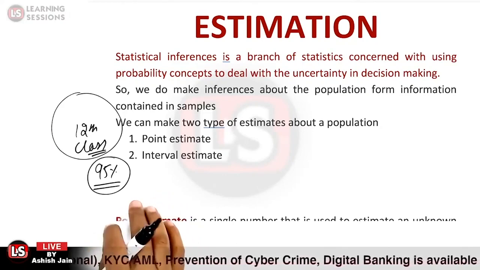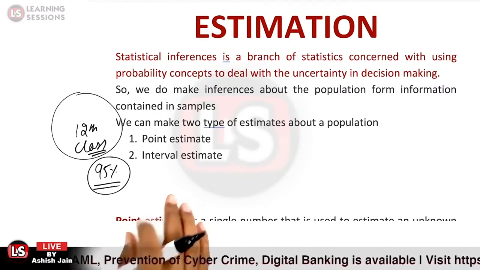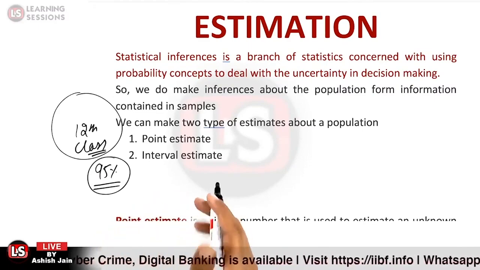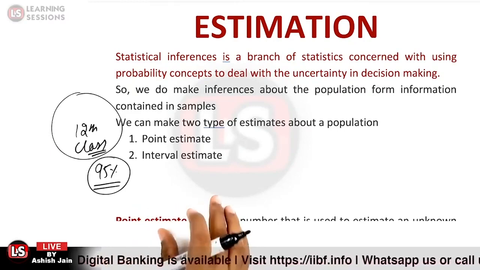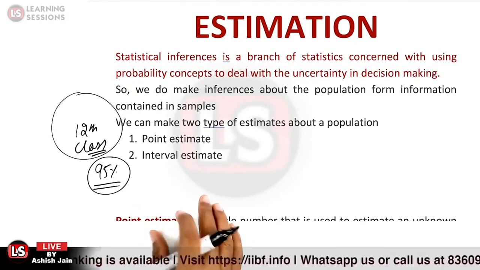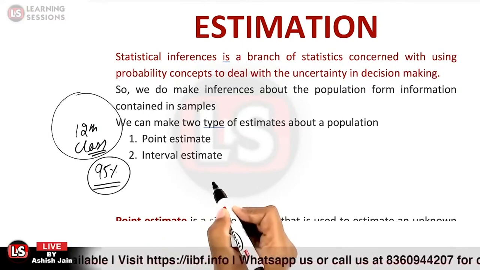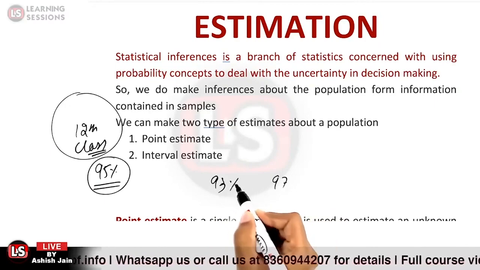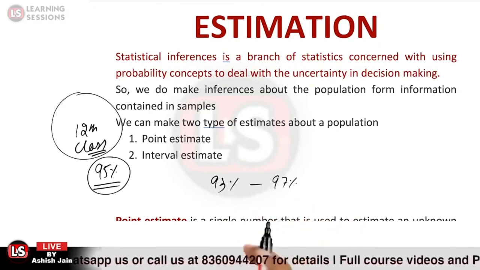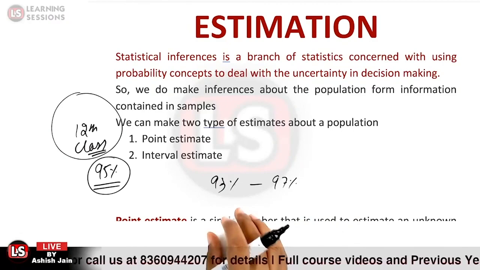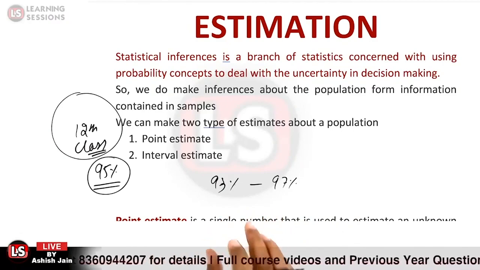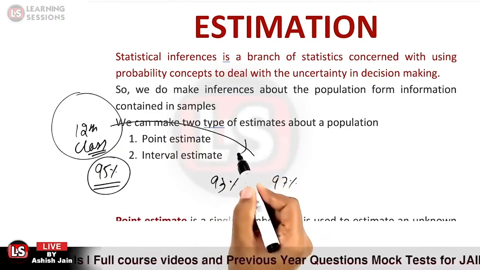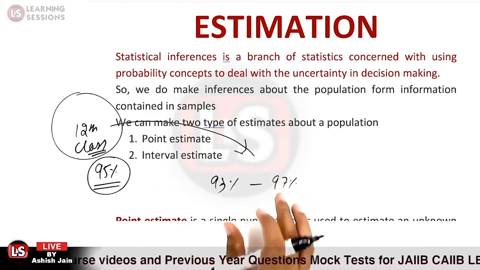And further, we are also having another type that is related to the interval estimate, where we will be giving an estimate interval. Let us take the case that we are having an interval from 93% to 97%. In this case, we are estimating that the result of 12th class will fall under this particular interval.